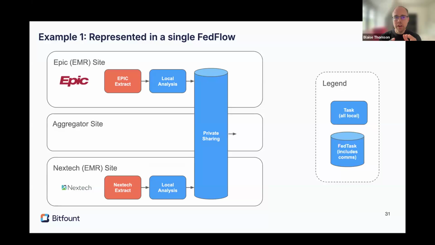And in Fedflow, what you can now do is define the whole thing as one workflow, where you've got the workflow related to sites that are using Epic, the workflow related to sites using Nextech, and then the workflow relating to the aggregator site as well. We have tasks that are operating in one location, but we now have this new kind of task which is operating across the locations.